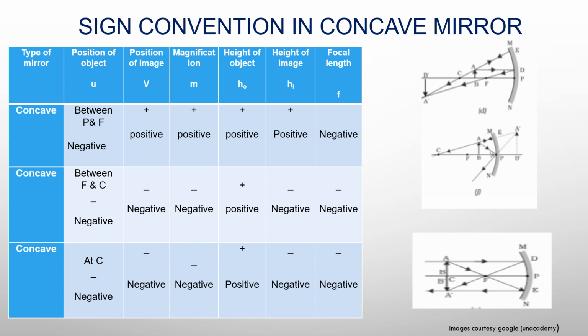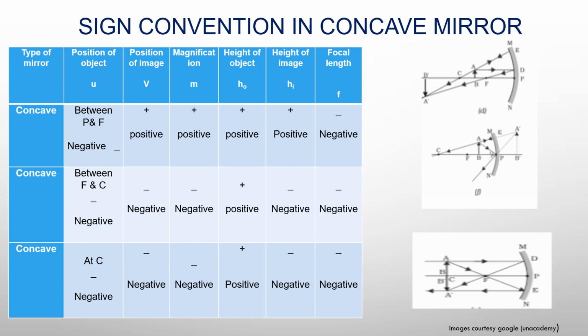Now we know that a concave mirror forms a real focus, and for mirrors, a real image is formed towards the left hand side, therefore the focal length you have to take as negative. And for a convex mirror, since it is a virtual focus, it is formed on the right hand side, so you will take it as positive.